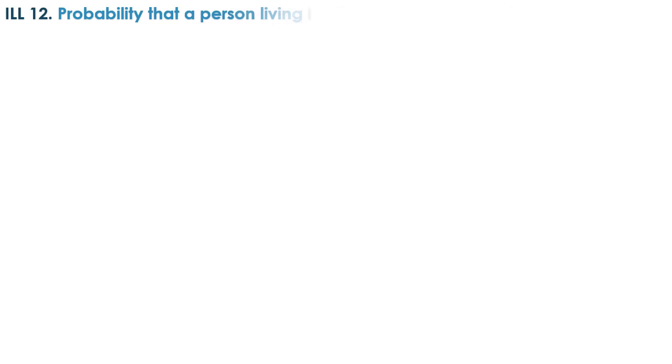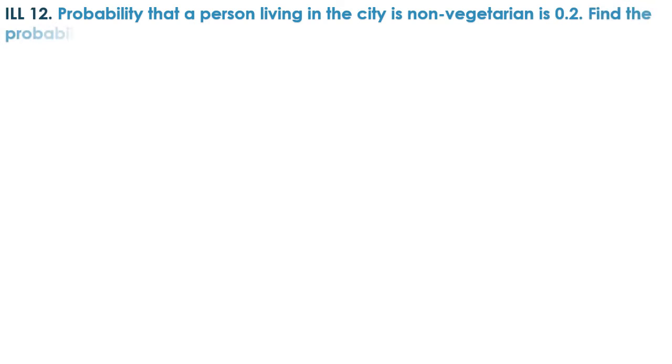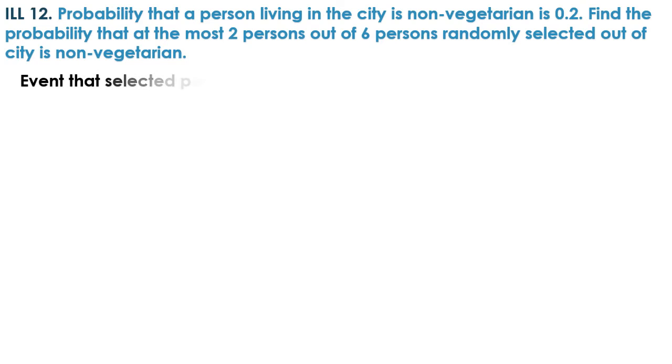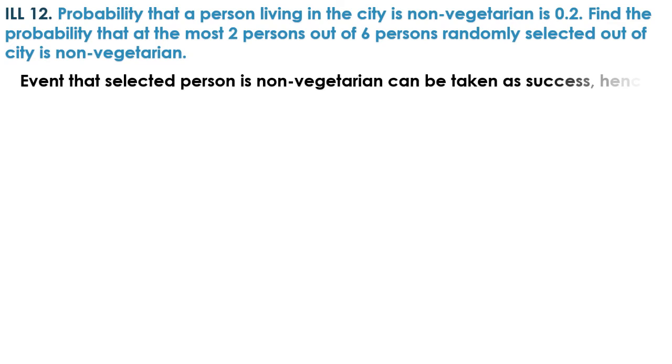The probability that a person living in the city is non-vegetarian is 0.2. Poor animals. Find the probability that at the most 2 persons out of 6 persons randomly selected from the city are non-vegetarian. Now the question here, we have to find the non-vegetarian probability. So the probability that a person living in the city is non-vegetarian is 0.2. So the event of success here is selecting a person who is a non-vegetarian. So the probability of success p will be 0.2.